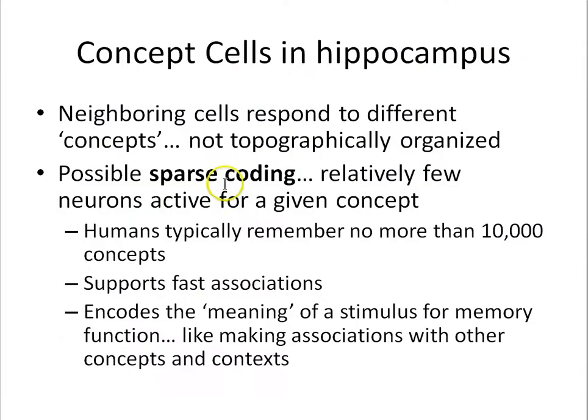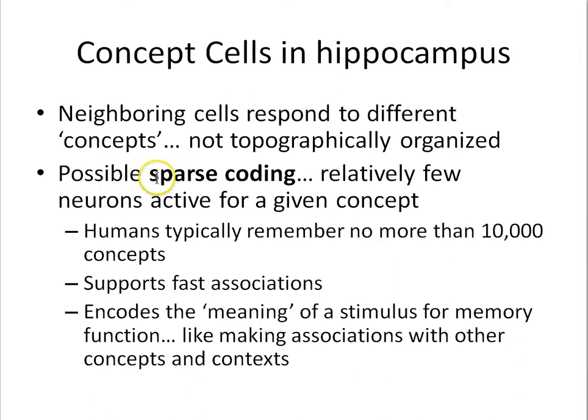Now, these concept cells, what was interesting also is that neighboring cells respond to different concepts. So there's not a topographically organized system in the hippocampus. It's not like two neighboring hippocampal cells were Jennifer Aniston cells. You might find a Jennifer Aniston cell next to a Halle Berry cell, next to an Oprah Winfrey cell, for example.